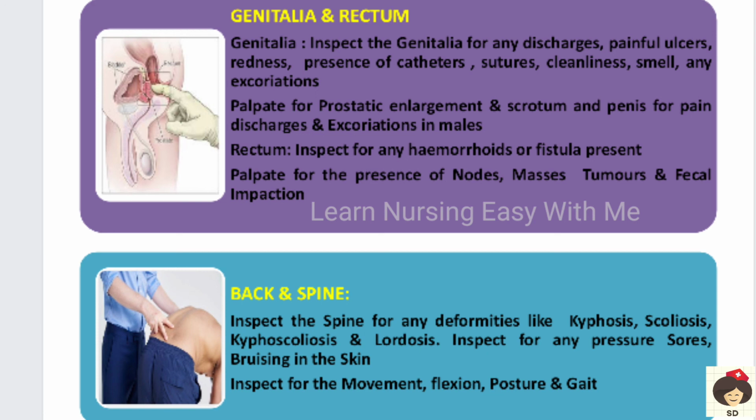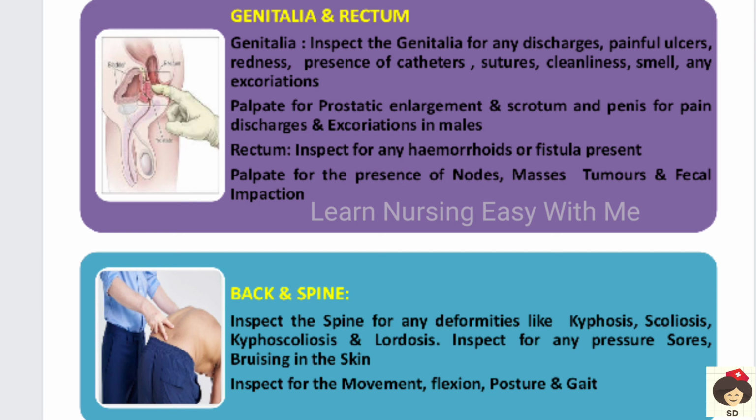And in the case of males, you have to also palpate the prostate to see if the prostate is enlarged, and also see the scrotum and penis for any discharges or excoriations. And in the rectum you will be checking for any hemorrhoids. When a patient is having severe constipation, sometimes the blood vessels can come outside, that is called piles, which can be internal or external hemorrhoids, so you have to inspect for that.